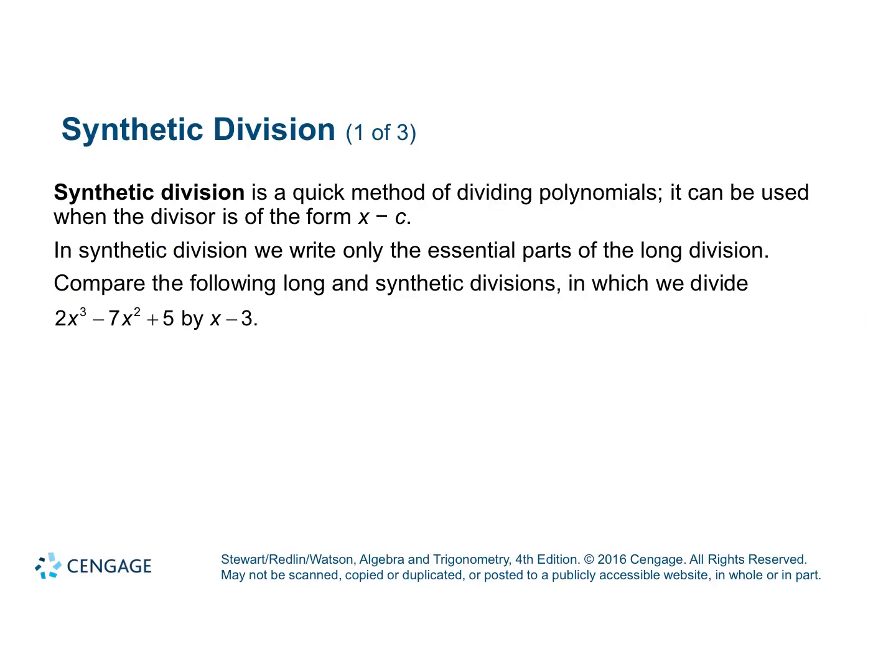So we have synthetic division. Now we did long division, now we're doing synthetic division. Synthetic division is a quick method of dividing polynomials, and it can be used when the divisor is of the form x minus c, so a term. So in synthetic division, we write only the essential parts of the long division and compare the following long and synthetic divisions in which we divide.